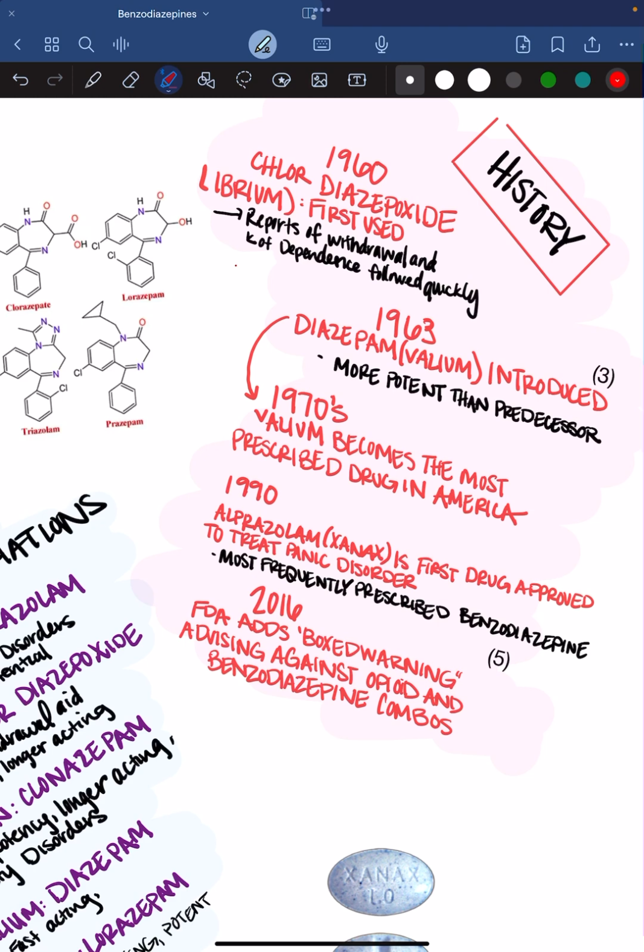In 1963, diazepam, which is Valium, was introduced. It's more potent than its predecessor, and people started using it for a lot more things. So then by the 1970s, Valium became the most prescribed drug in America. And in 1990, alprazolam, which is Xanax, became the first drug approved to treat panic disorder, and it became the most frequently prescribed benzodiazepine, which it still is today. So it replaced Valium in that regard.